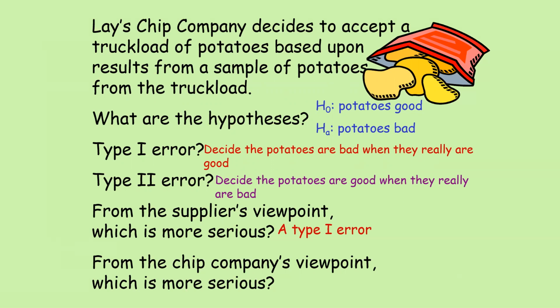So if we're talking about who wants to buy them, okay, they don't want to buy bad potatoes. So from the chip company's viewpoint, which is more serious, a type 2. Because if Lay's company purchases the potatoes and then they're really bad, well, they have to throw out a bad batch. So a lot of times a more serious error depends on whose perspective you're actually talking about.